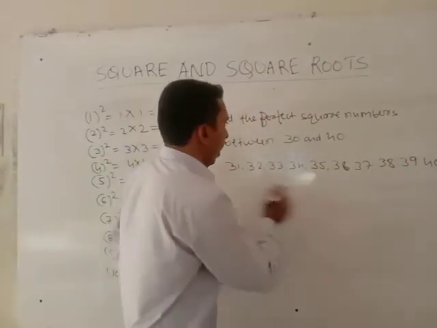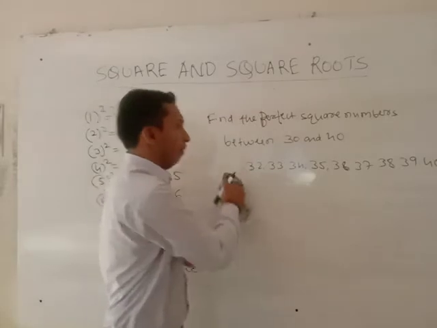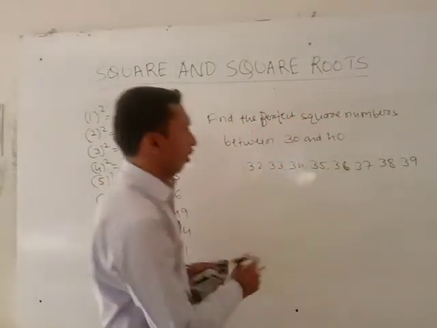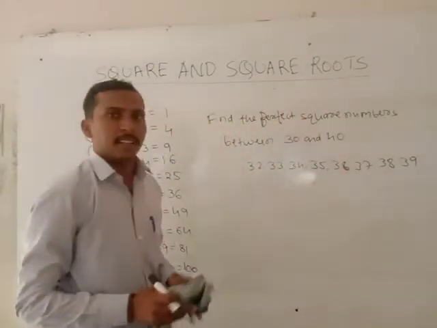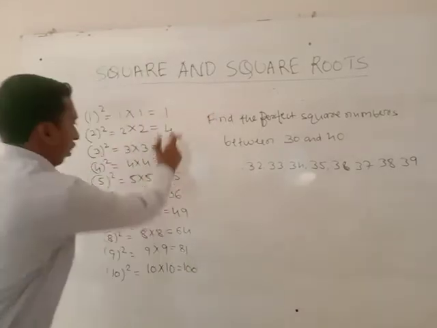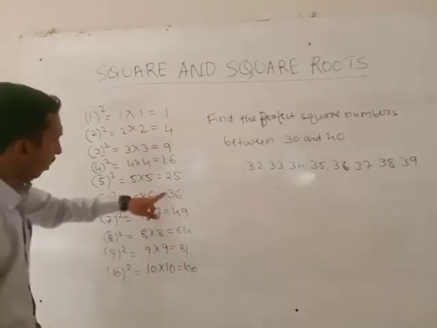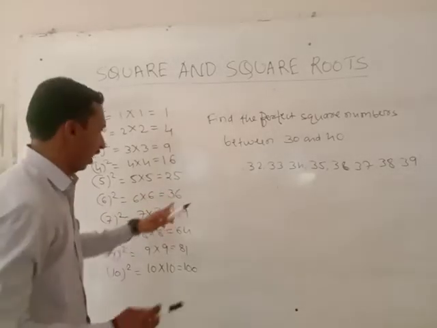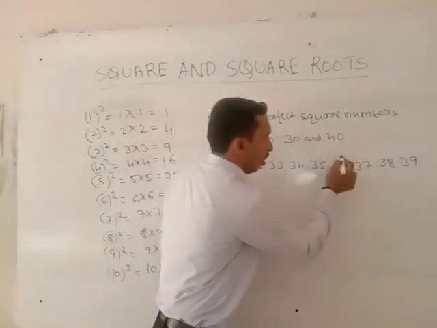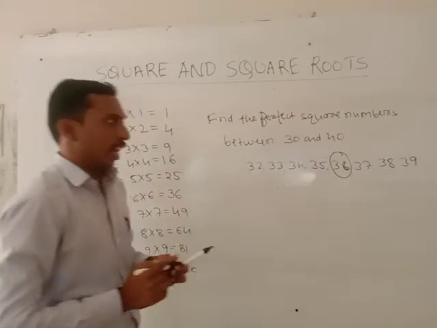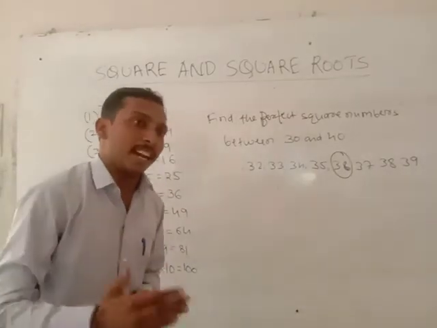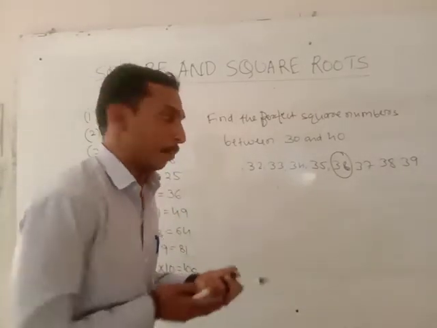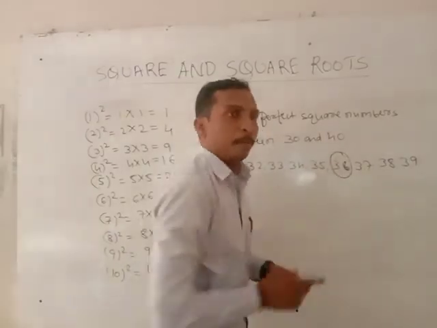So now 31 will not come, nor 40. Which is a perfect square? As you know, in between 30 to 40, the perfect squares we have are 25 and 36. Here only 36. So 36 is the square number which is lying between 30 and 40.